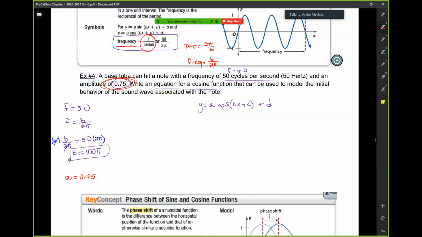Okay? So I have B and I have A. The problem gives me no other information having to do with C or D. This is all I'm given. This is all I work with. What's the A? A was the amplitude of 0.75 right here. So I just plug in what I have, 0.75 cosine 100 pi x, and that is it for the equation.